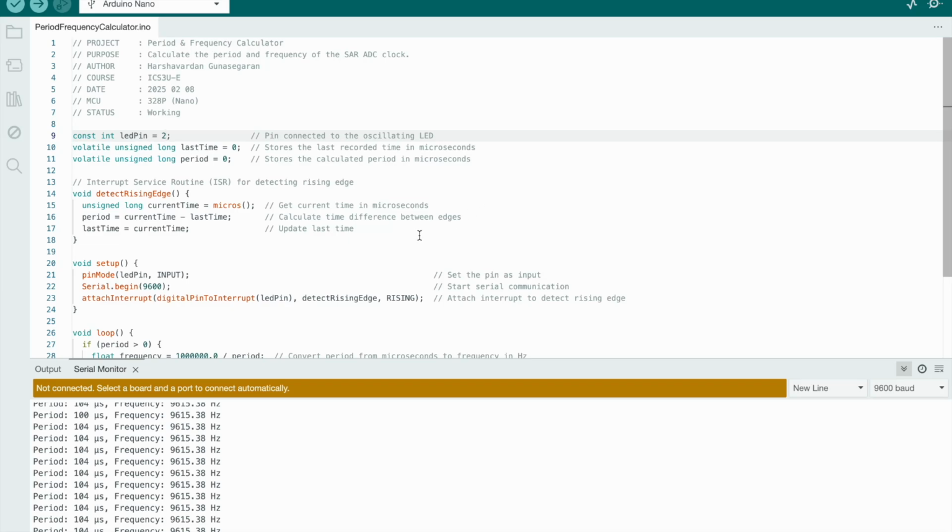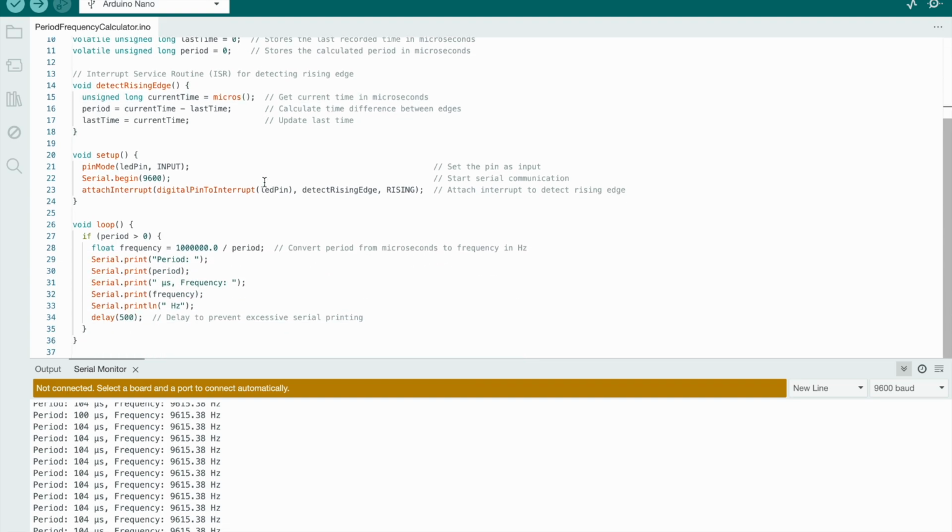The code uses the Arduino's micros function to measure the time between 2 rising edges of the clock signal, and an interrupt is attached to the pin connected to the clock signal, in this case pin 2. Each time a rising edge is detected, the interrupt service routine, detect rising edge, is triggered.